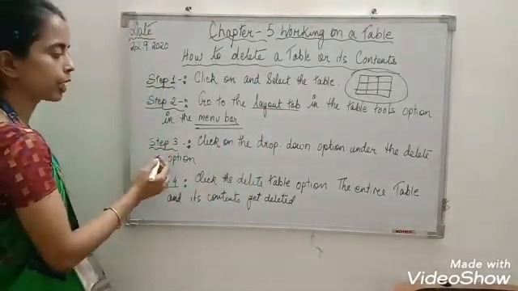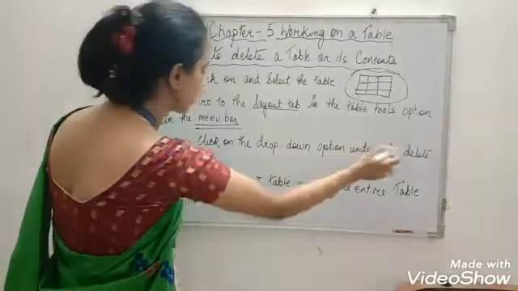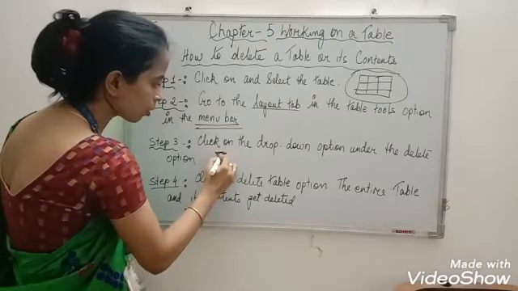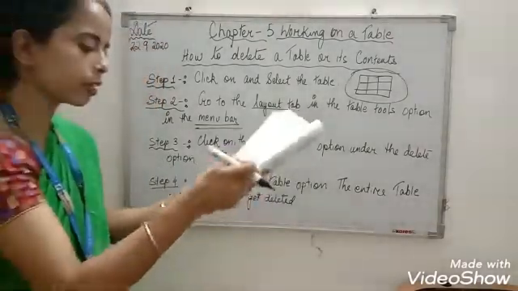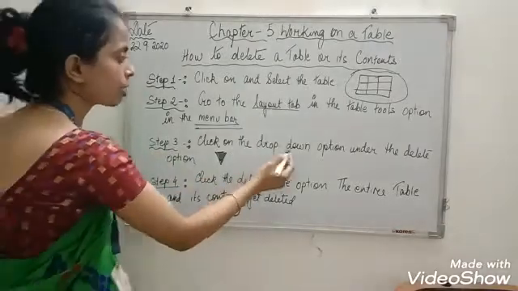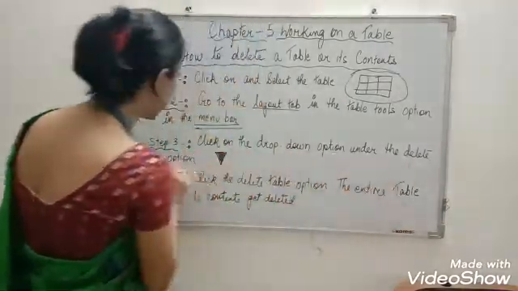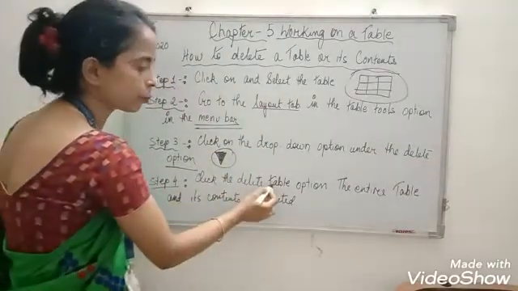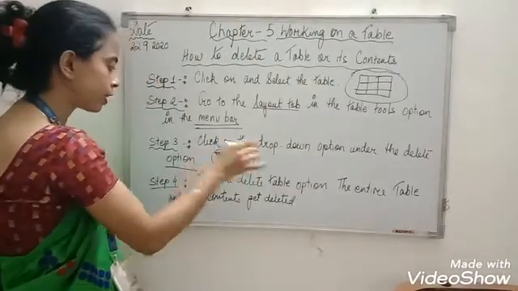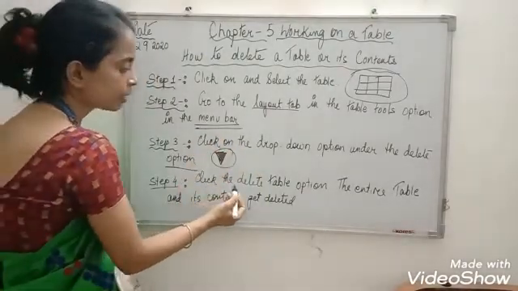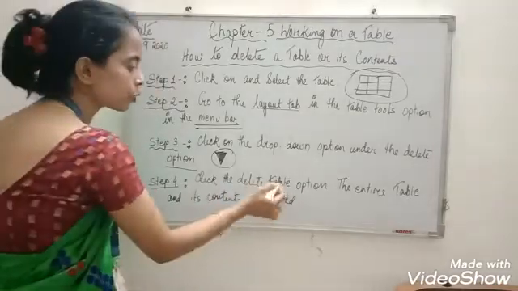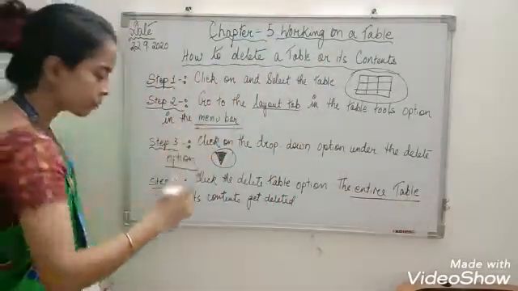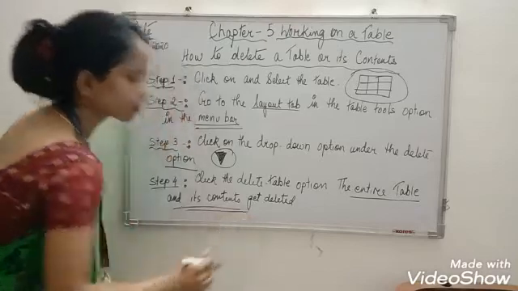Step number 3: click on the drop down option under the Delete option. The drop down option will be like this. Click on it. You have to click on the drop down under the Delete option. Step 4: click the Delete Table option. When you click on the drop down under Delete, after that you click Delete Table. Once you click it, the entire table along with its contents will be deleted.